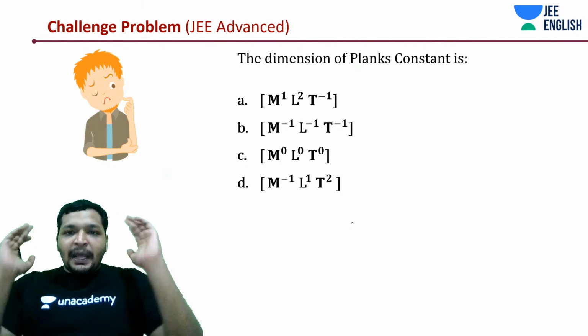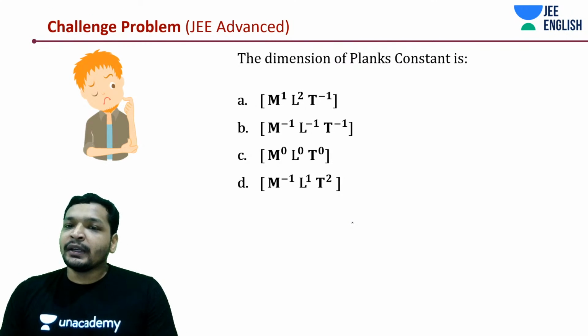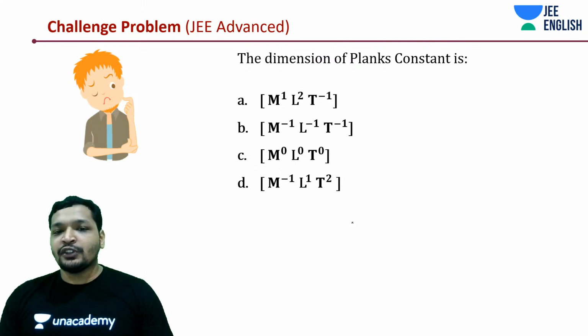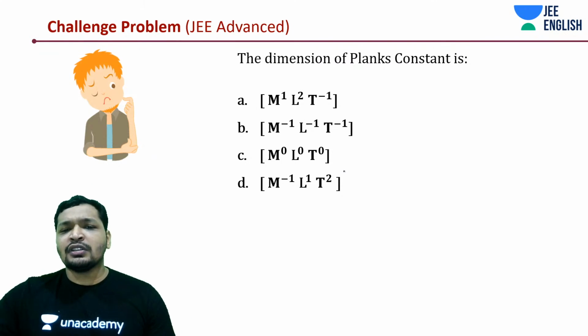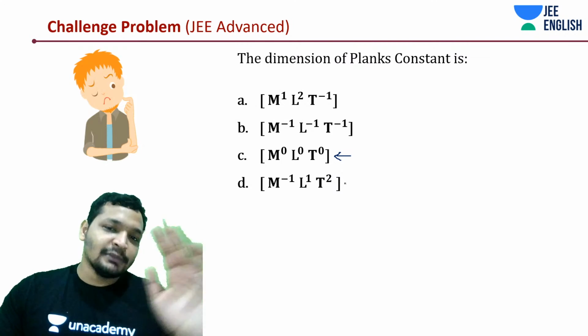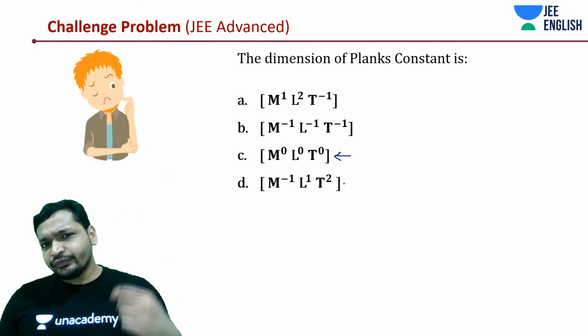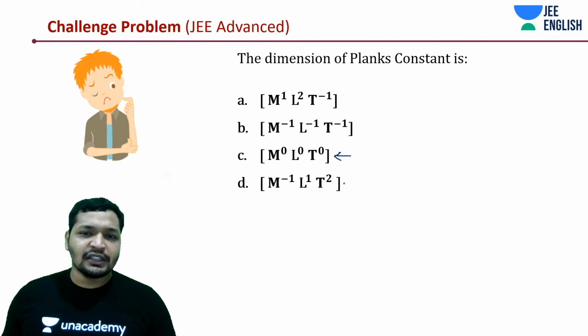Dimension of Planck constant. What are the dimensions of Planck constant? This was actually a numerical question, but anyway I took it as a multiple choice question, and only one is correct. So should Planck constant have 0 dimension, M to the power 0, L to the power 0, T to the power 0, or is it something else? Think about it carefully. It's a very easy one, students. You don't have to put in much effort.